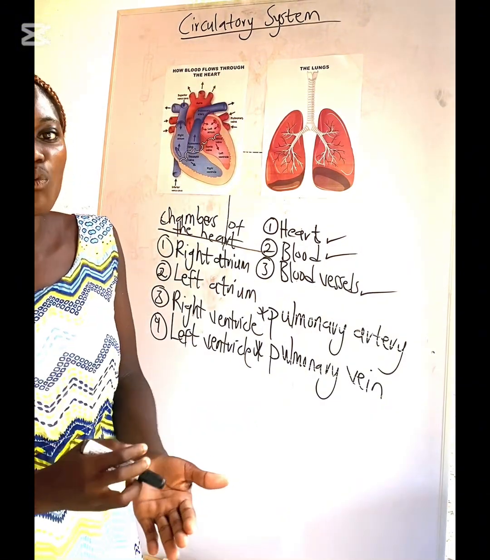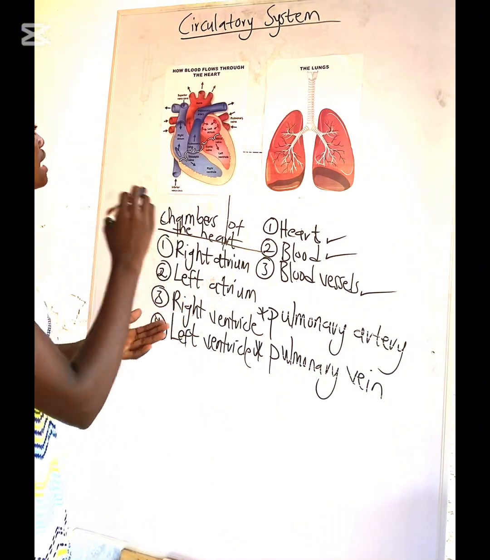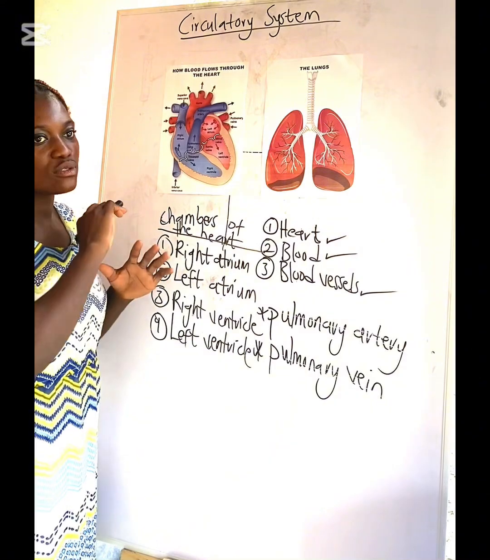So the aorta will distribute the oxygenated blood to all parts of the body.